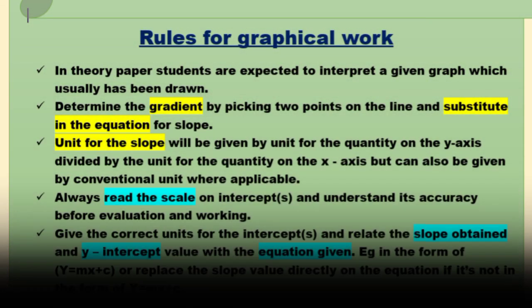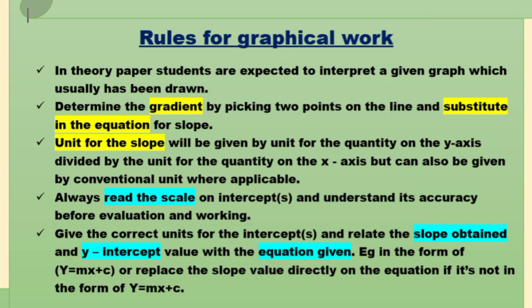Rules for graphical work. In the theory paper, students are expected to interpret a given graph which usually has been drawn. That means mostly you'll be given a drawn graph which you are just supposed to interpret and use to answer the questions. Remember, it mostly occurs in section 2, whereby you are given a drawn graph already. Then you are just required to interpret the graph and answer the questions. That's according to the new trends.